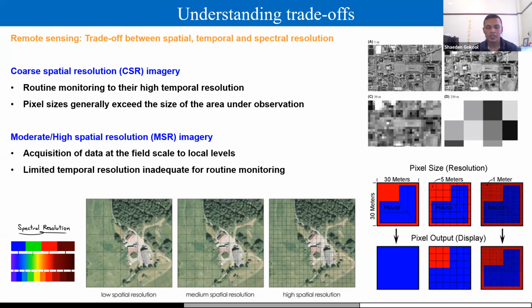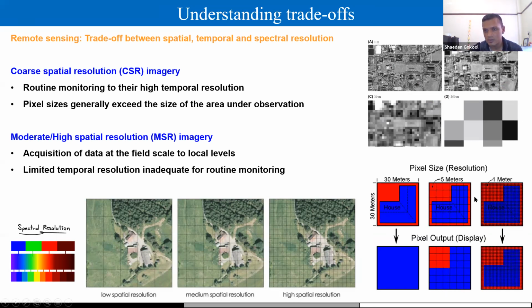So from an environmental monitoring point of view, coarse spatial resolution imagery generally has a very high temporal resolution. So it's useful for routine monitoring due to this high temporal resolution. The challenge comes about with using this imagery for specific applications, as the pixel sizes will generally exceed the area under observation.